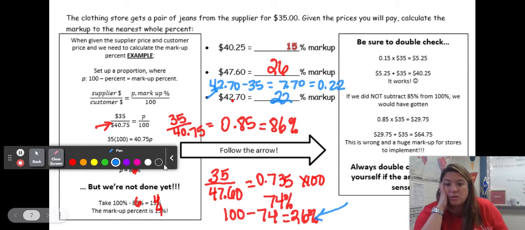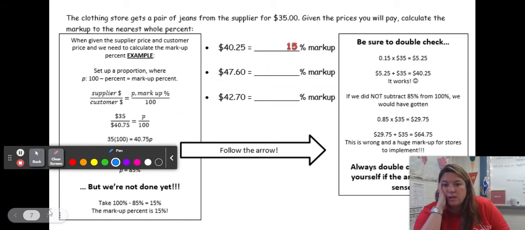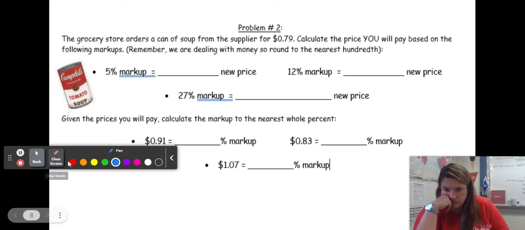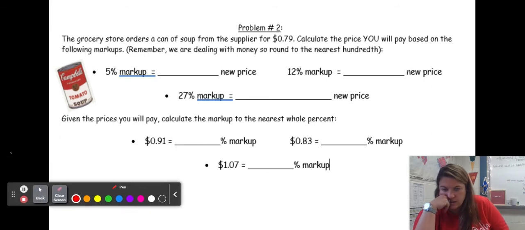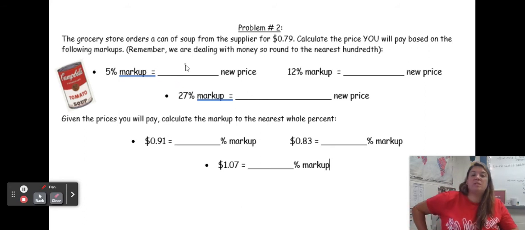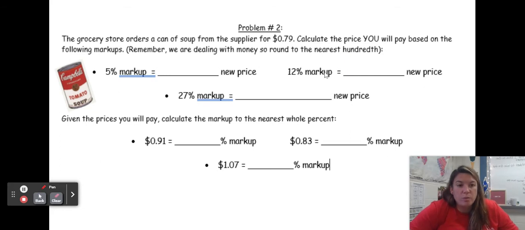You're not just getting to multiply. So let's look at this problem. All right, so a grocery store orders a can of soup from the supplier, that's 79 cents, and you're going to calculate the price you will pay based on the following markups. Remember to round to the nearest hundredth. Okay, so these are easy. I want you to mark up the 79 cents by 5%.